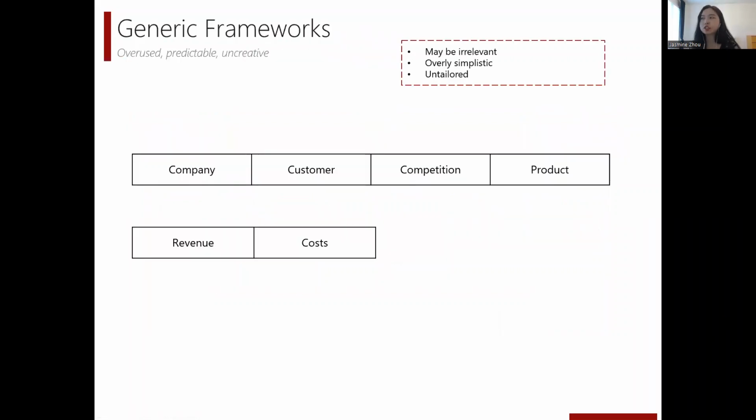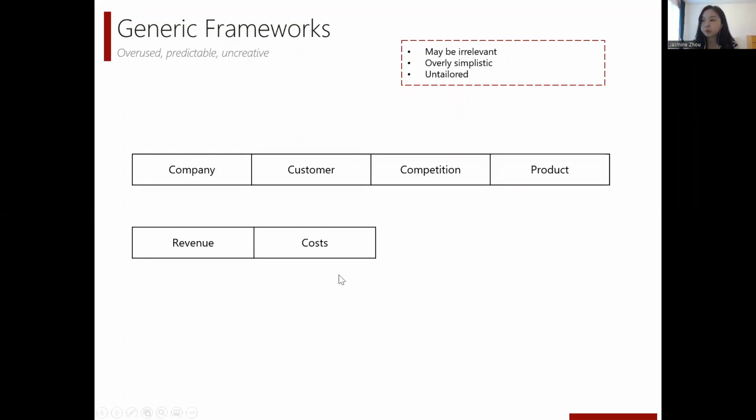So in terms of generic frameworks, this is what you see a lot of people using regularly. So there's the typical 3 C's, the company, customer, and competition framework. And then sometimes you also add in their product as well. And a lot of people do use this framework, but I feel that it's a bit overused. A lot of interviewers have heard about it, and people always use this. It's a bit predictable, and it's also not that creative. And sometimes you don't really want to force a case into this framework. You want to be more flexible about it.